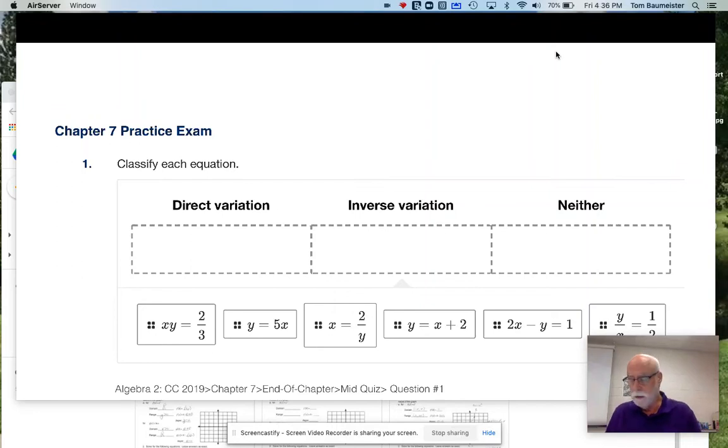Alright, here's your practice exam, ladies and gentlemen. So on the first one, classify each equation.